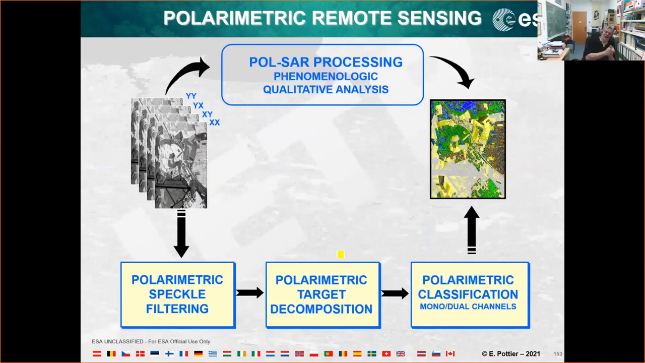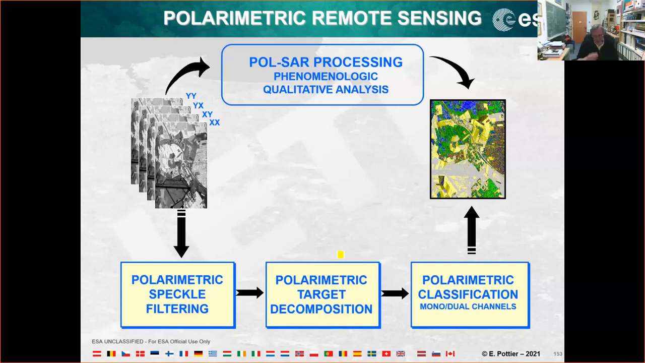Usually when we receive some fully polarimetric SAR images, we propose a very basic qualitative analysis of the information of our SAR images. The first step usually is what we call speckle filtering. I shall just make a very small introduction about speckle theory, but I'm sure that you know what it means. So we apply this polarimetric speckle filtering to clean a little bit the data, to have a better interpretation of the information.